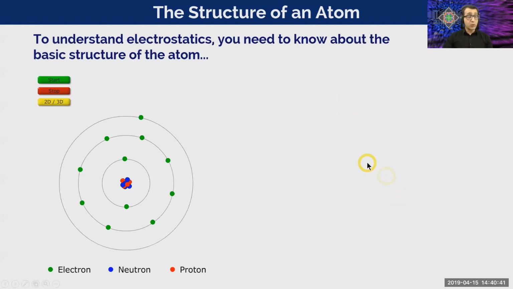So, in order to understand electrostatics, in other words, the ideas concerning electricity where we're just thinking about charge on objects rather than charge moving through objects, which is electric current, you need to know about the basic structure of the atom. So to remind you, we have three subatomic particles, and the particles are arranged in this manner. We have the electrons orbiting the nucleus at these concentric energy levels, and we have the protons and the neutrons in the nucleus, in the central portion of the atom.